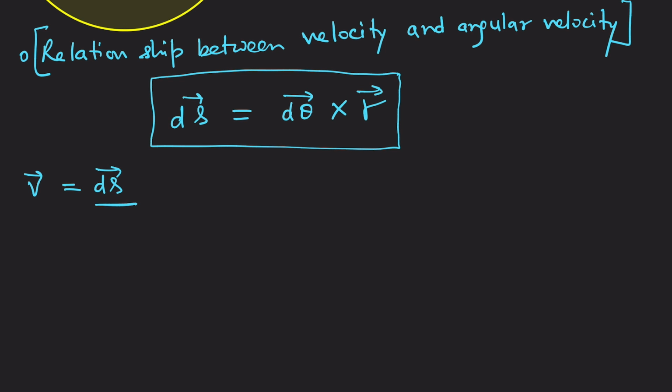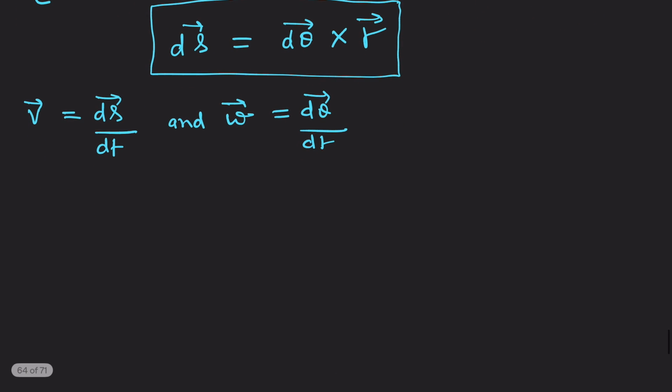ds by dt, and angular velocity will come by d theta by dt. So it means we have to differentiate this relationship in terms of time. So let me differentiate that, please. So ds by dt is equal to what, guys?